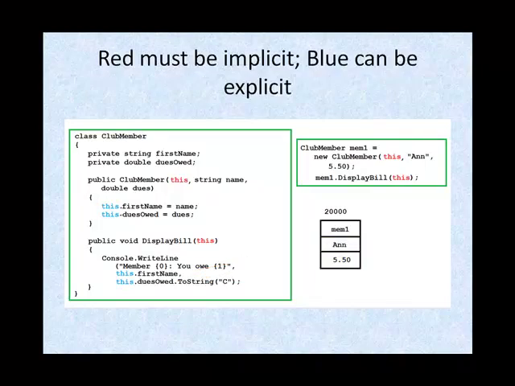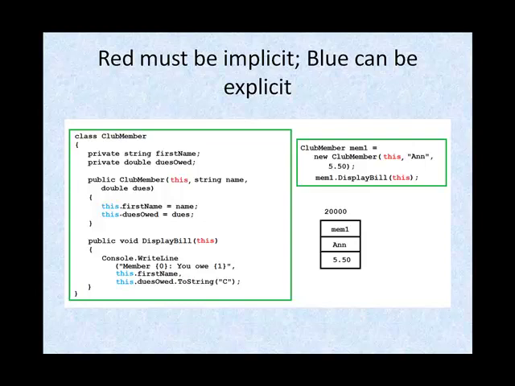Everything you see here in red must be implicit. You don't type these. They're just here to show you how the reference is passed. The thises in blue that you see can be typed if you want them to be. Within the class, this.firstName and firstName have exactly the same meaning.